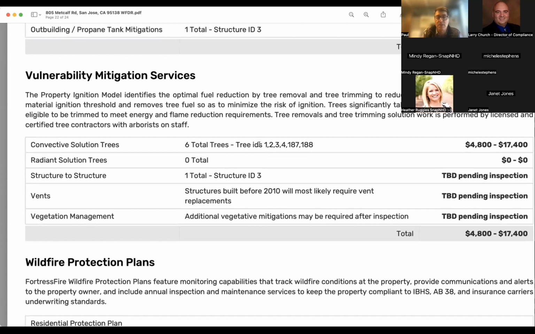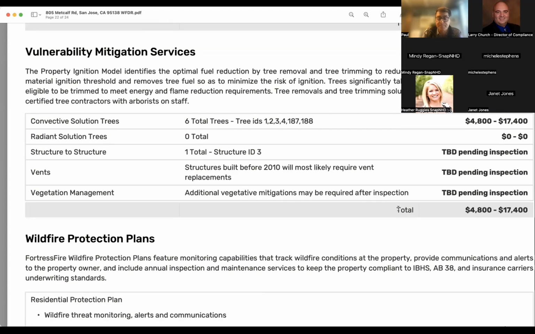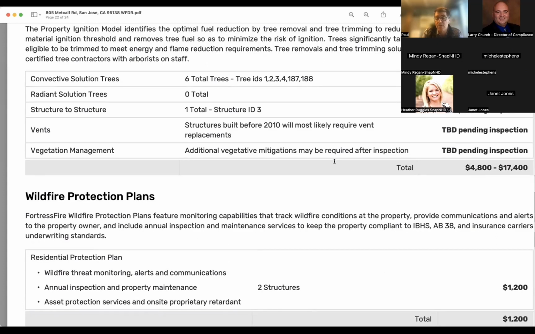Again, here, the vulnerability on the mitigation services. So what you would need to do, the 6 trees that are creating the convective risk, when you clear those 6 trees, you clear the radiant exposure, so there's no risk there. The structure-to-structure risk, you're going to need to go on site and see exactly what's going on with that little structure to remediate it. Vents as well, any structure prior to 2010 will require some vent work. And there may be other zone 0 work.